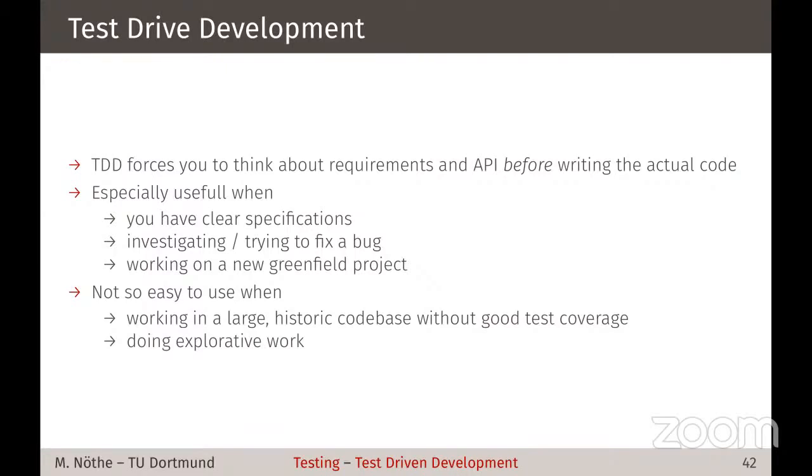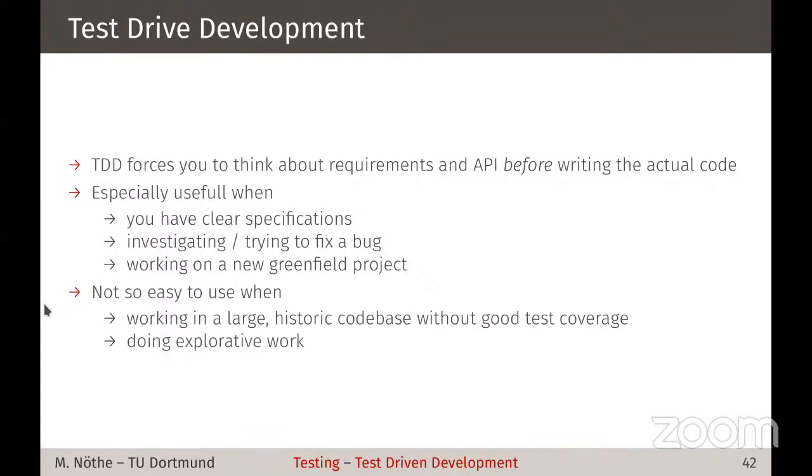Also, like I mentioned, when you are investigating a bug or trying to fix it, write the test that triggers the bug first. This is a minimal example reproducing the issue. Boil it down to really the minimum amount of code that is affected by the bug, and then you can start trying to fix it and see that the test is passing.